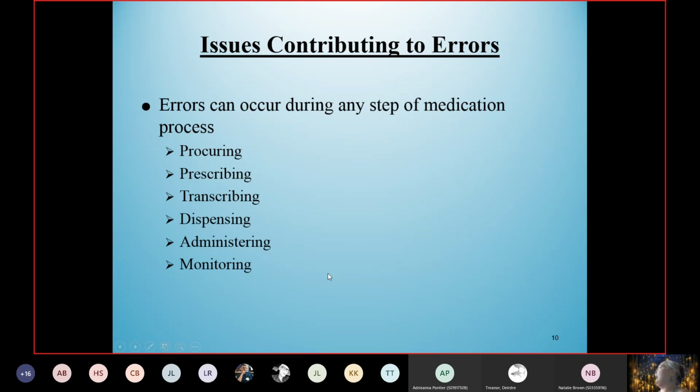So issues that can contribute. It can happen at many steps of the process. Half of all preventable drug events begin with an error at prescribing. So half of all preventable drug errors happen at the actual prescribing. The next most common is in administering, and then followed by dispensing and prescribing. Okay.